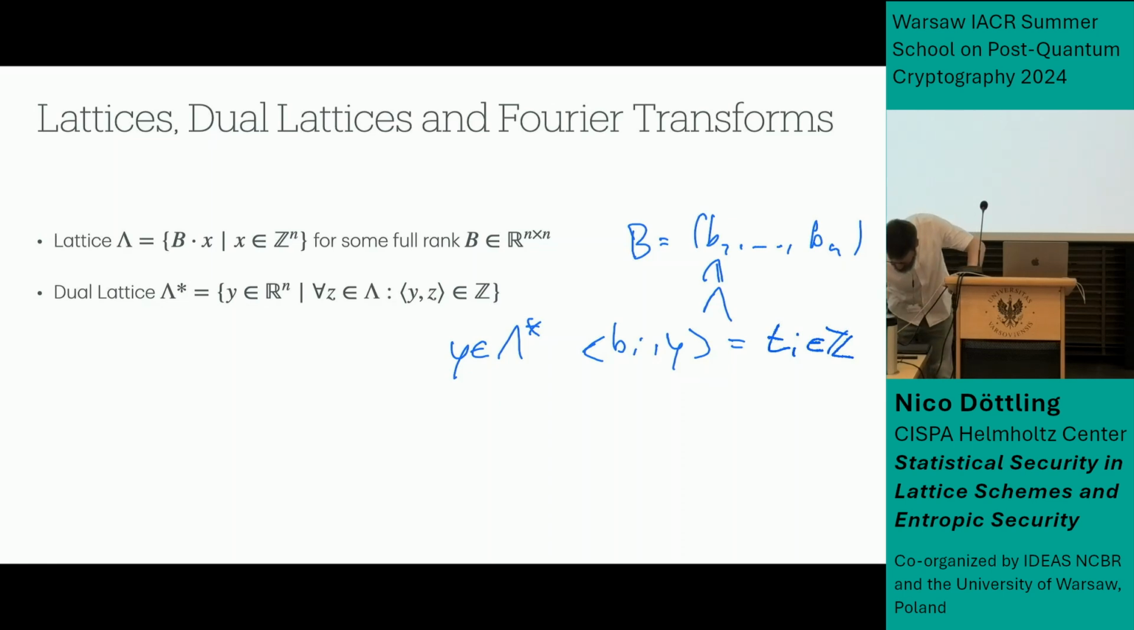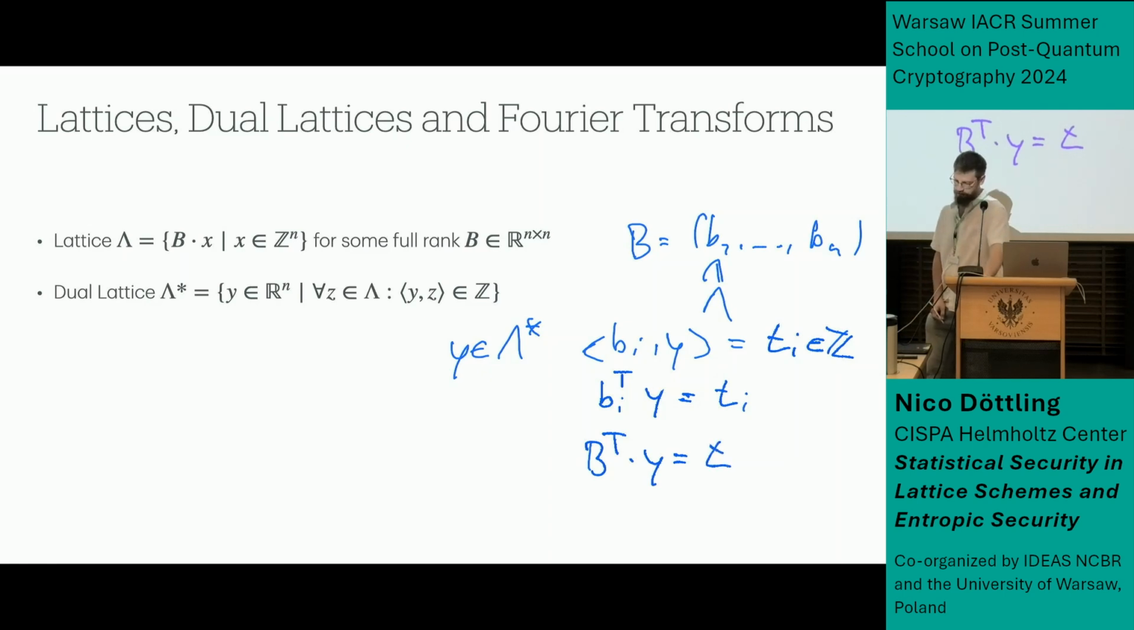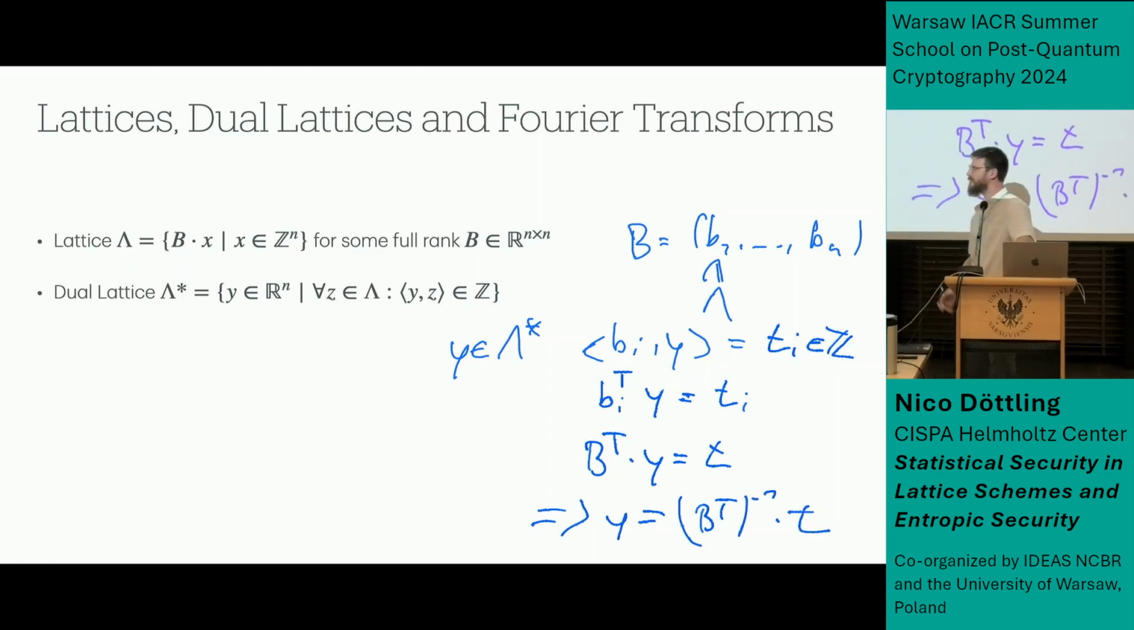If you write out this inner product as a matrix vector multiplication, you get Bi transpose times y equals Ti. Doing it for all of them, you get the matrix B transpose times y equals the vector consisting of these Ti. Solving for y, you get y equals B transpose inverse times T. This is the reason why you have B inverse transpose showing up there. Good.